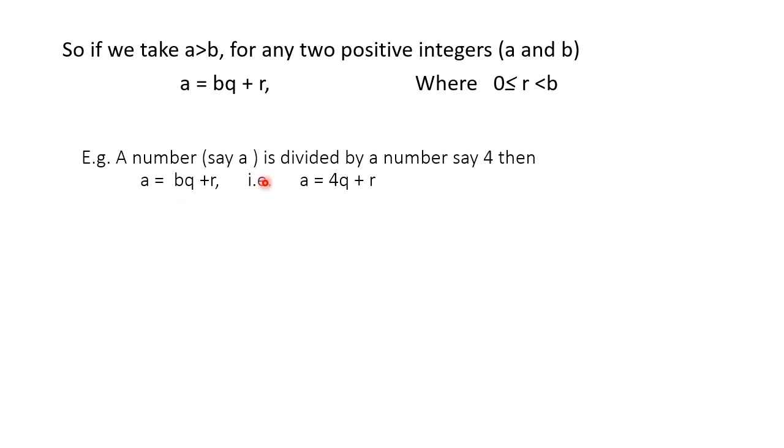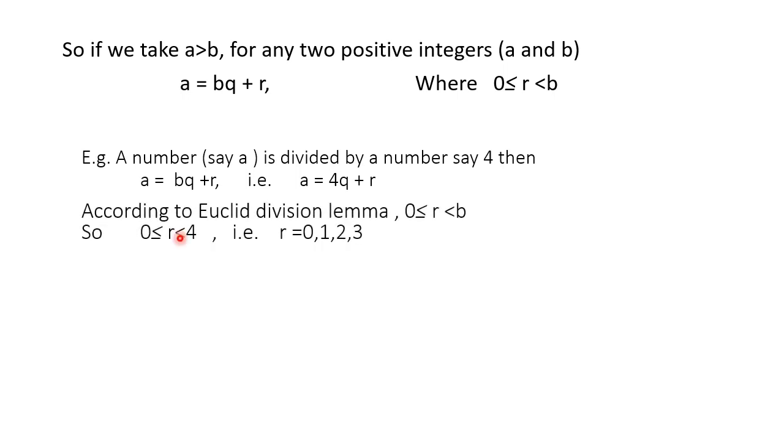Say a number A is divided by the number 4. If I take a number A which is unknown to me, but it is divided by 4, then the Euclid division lemma says A is equal to BQ plus R. Since here we are dividing A by 4, B is equal to 4, the divisor is 4. That's why the formula becomes A is equal to 4Q plus R.